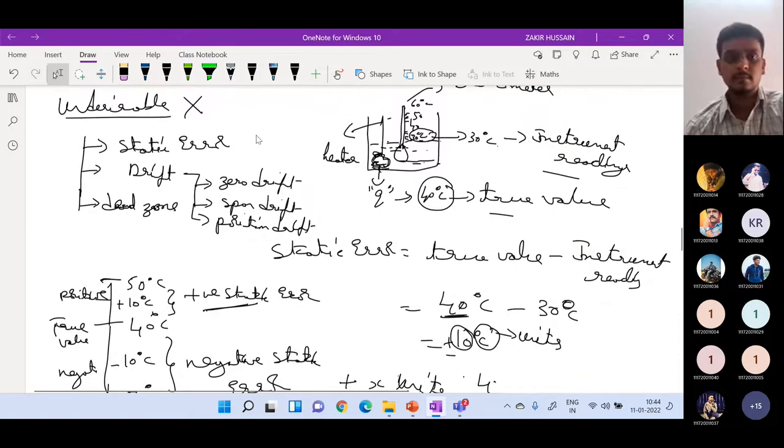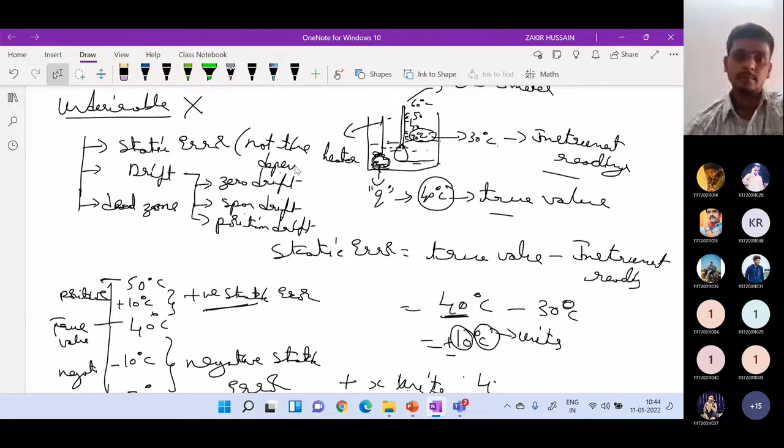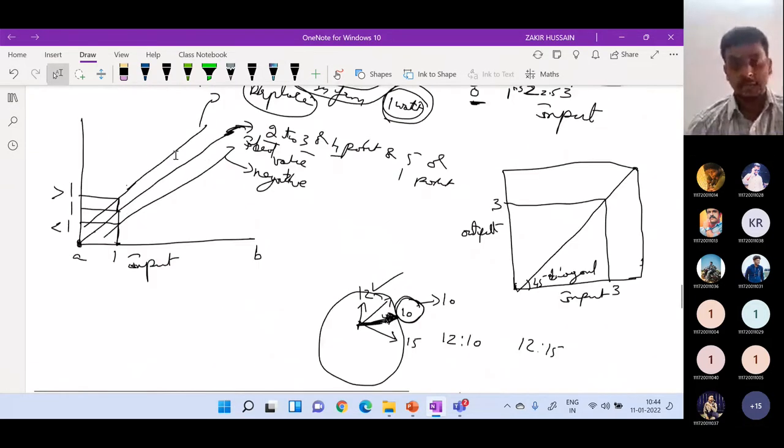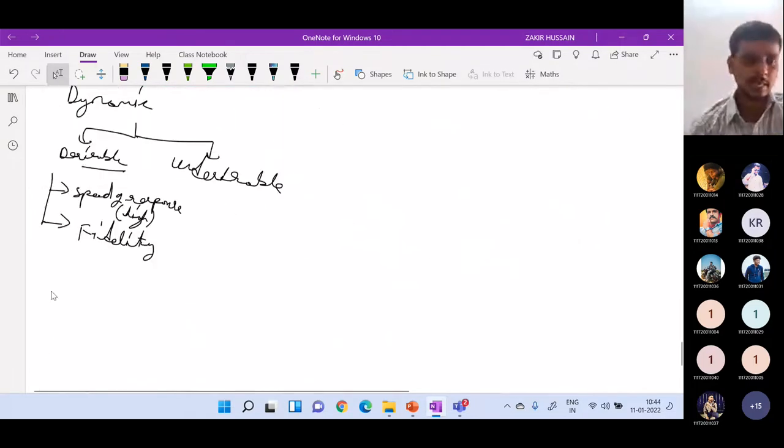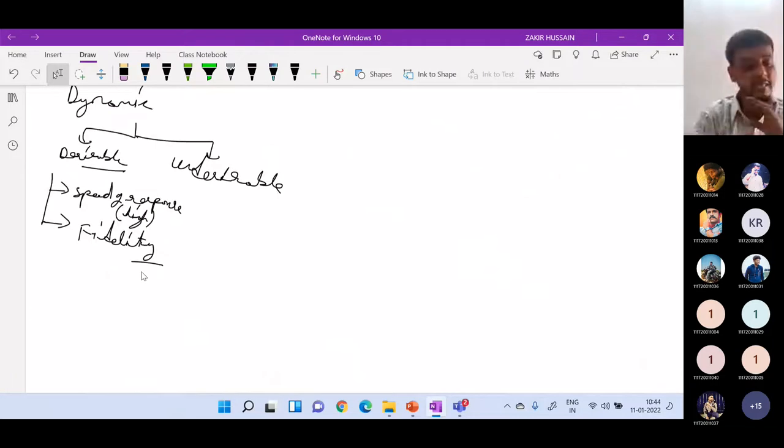Static error means not time dependent. Dynamic error means time dependent. That's it. Okay, static error, dynamic error. So the degree to which an instrument indicates the changes in the measured variable without any dynamic error is called fidelity.